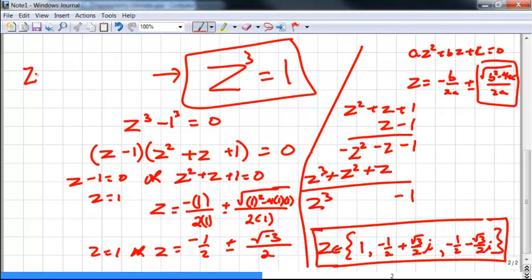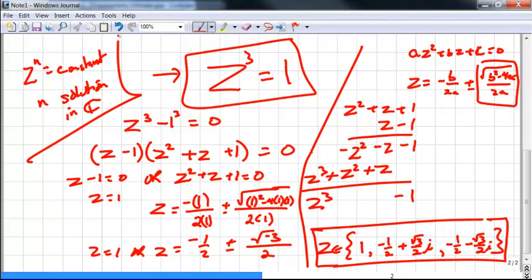So in general, when you have z to the n equals some constant, there'll be n solutions in the complex number system. And they're called the nth roots of that constant. One of these can be found in polar form very nicely.